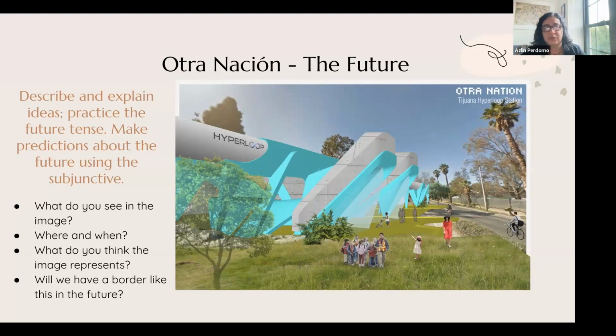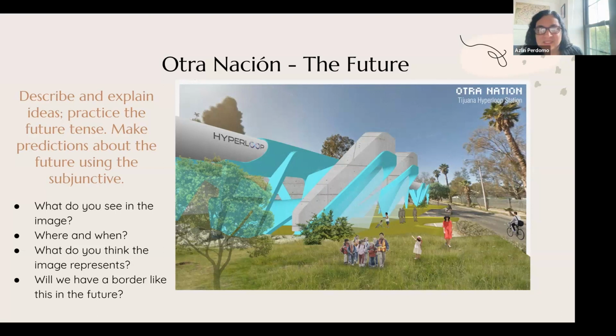Where and when? So this is always an interesting discussion because so many people think that this is a fantastic idea. And so many students think that this is absolutely impossible. And so just by sharing the reasons why it is a fantastic idea or why it's not a fantastic idea, there is already a conversation in the target language. What do you think the image represents? Will we have a border like this in the future?